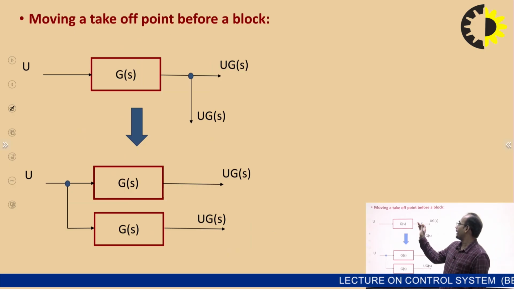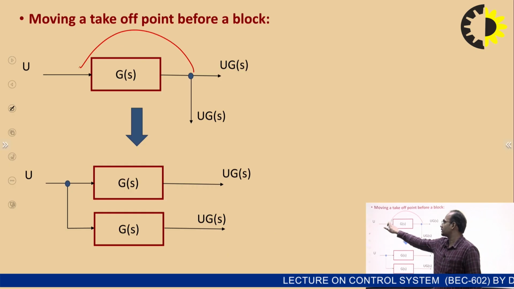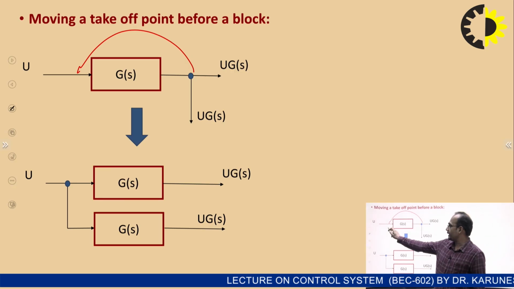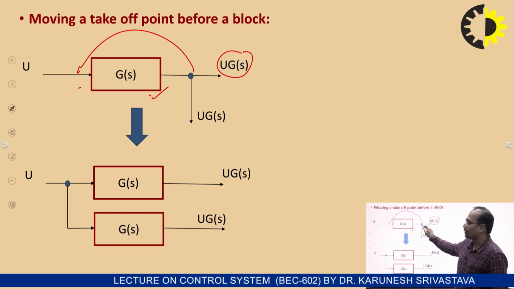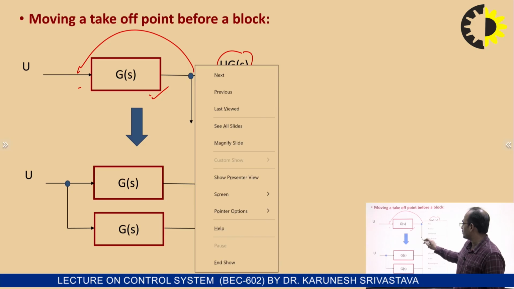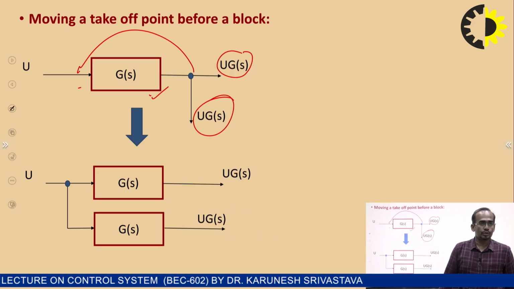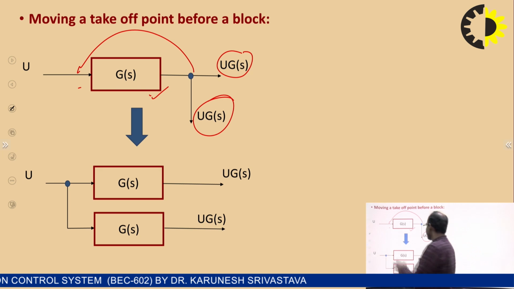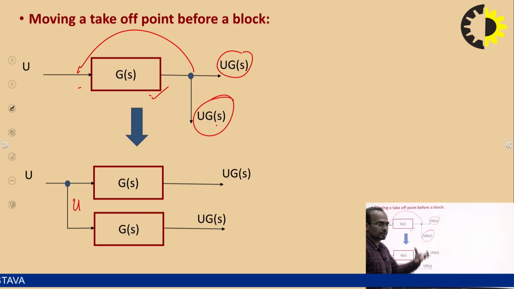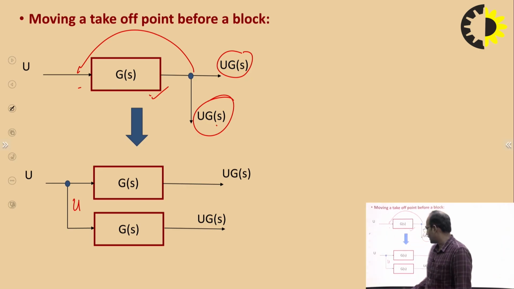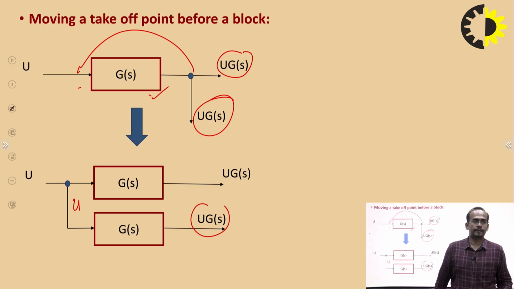Now moving a takeoff point before a block. I am shifting this takeoff point to this position. So you can see here u is the input, Gs is the gain of the forward path, the output is u times Gs, and your takeoff point is here, so the output from this takeoff point is u times Gs. If I have shifted this takeoff point to this position, what happens here? If I have shifted this without this block, then the output is u, but the output should be u times Gs. So what I have to do is use a block of gain Gs for getting this u times Gs.